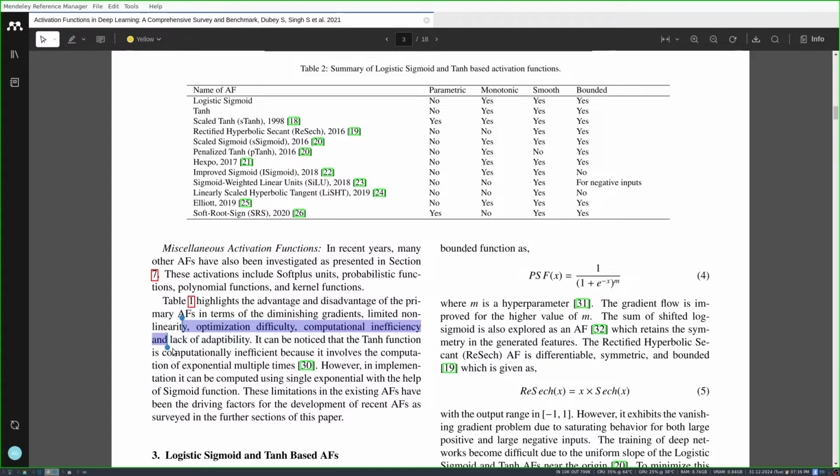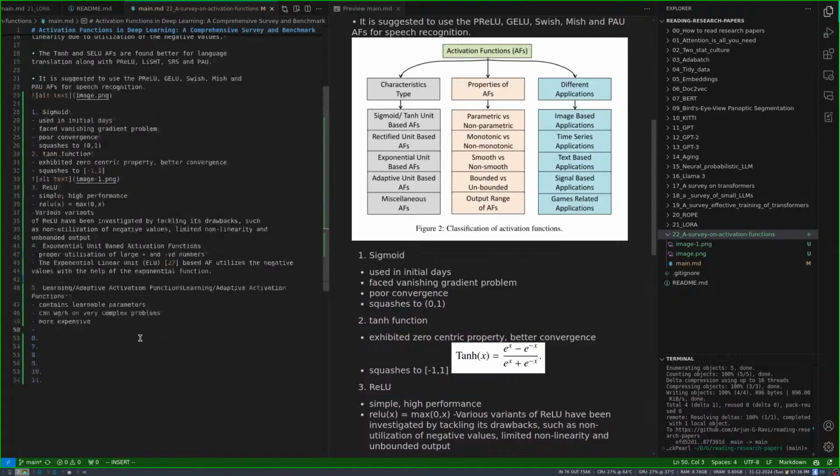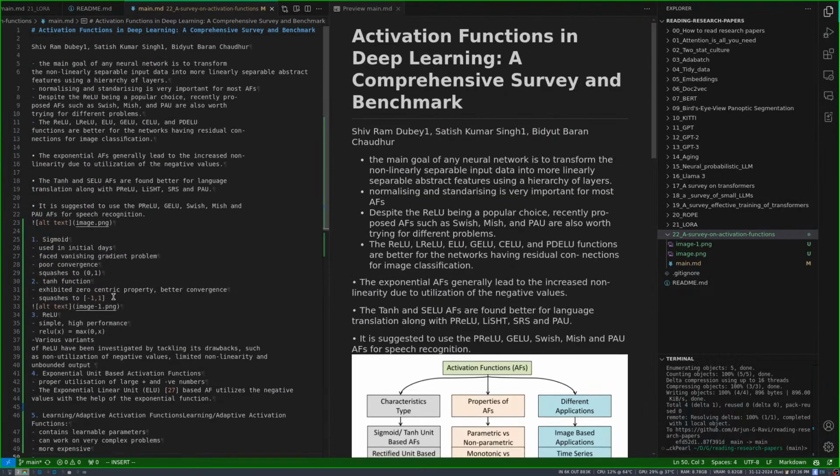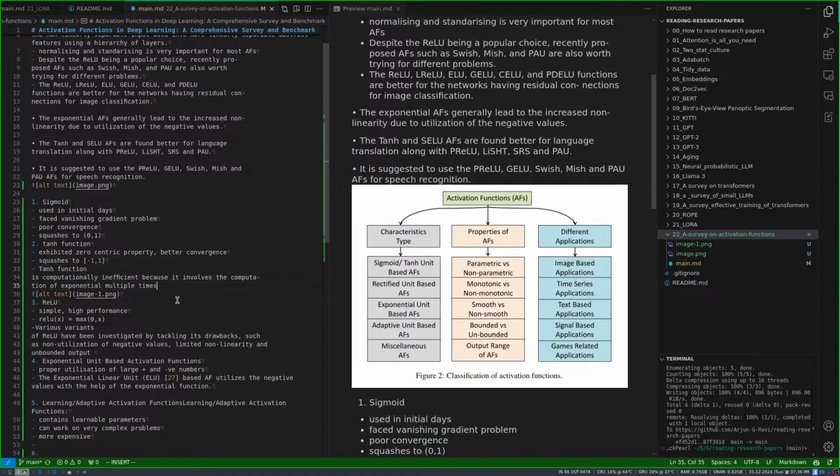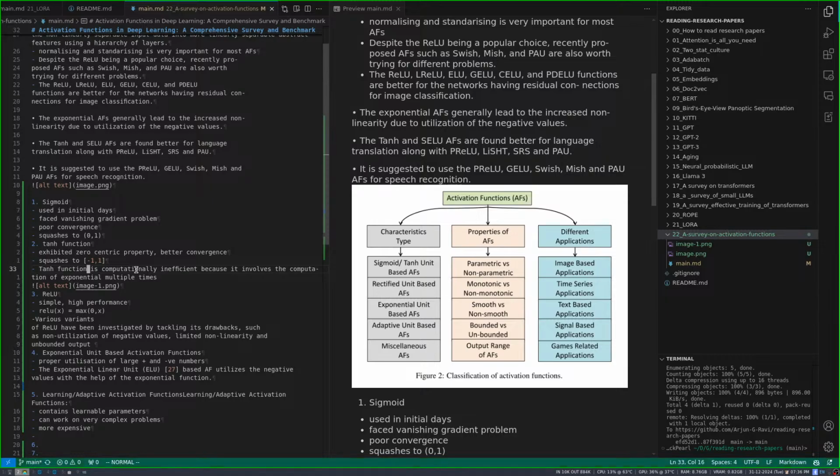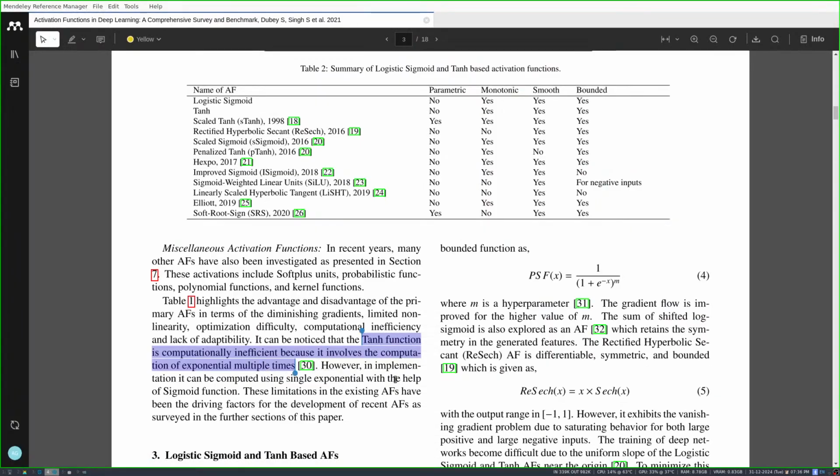You can notice that dynamic function computation is inefficient because it involves computation of exponential multiple times. Okay. Copy that and I'm going to paste that here. I mean, that is true. However, any implementation can be computed using a single exponential with the help of sigmoid.